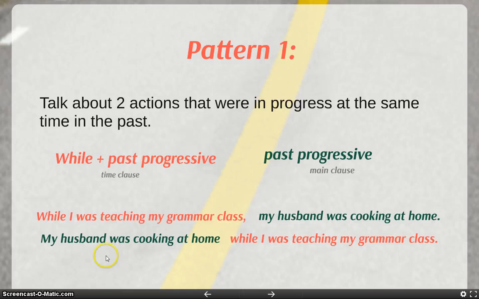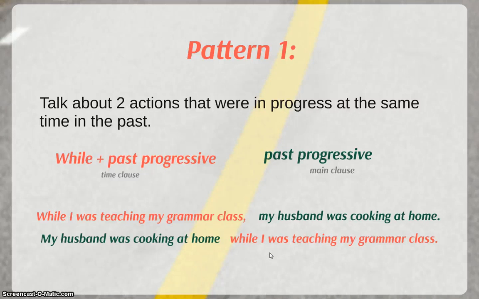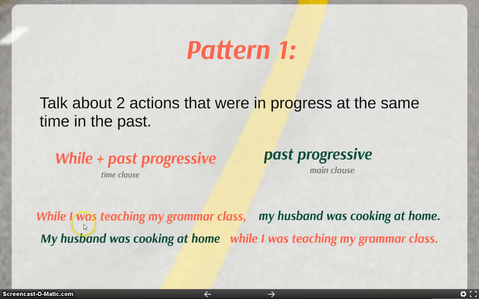When you look at the last sentence, it's the same idea. The only change is I started with the main clause and I finished with the time clause. It's the same comma rule from before. There's no comma in this case. Now with pattern 1, since both actions were in progress at the same time, it really doesn't matter which verb you put with while.